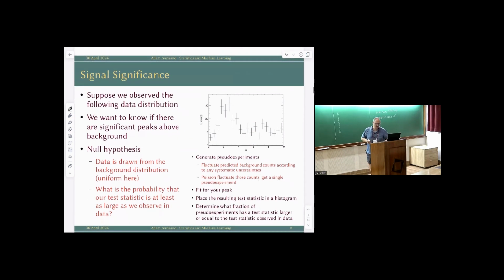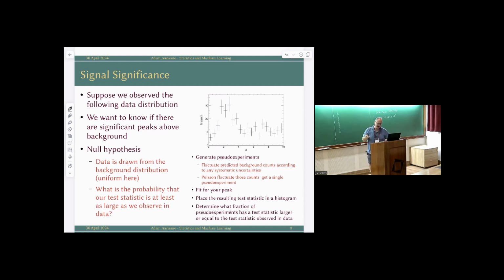Okay, now the other type of question that you often ask is, let's say I see some sort of excess in data, right? Let's say a bump in a distribution. I want to know if the peak I see is significant. The null hypothesis is saying that the data is drawn purely from the background distribution, right? And we want to say, can we reject that?